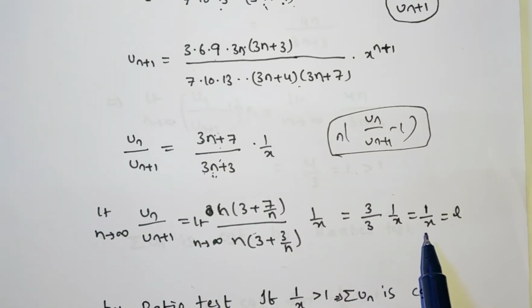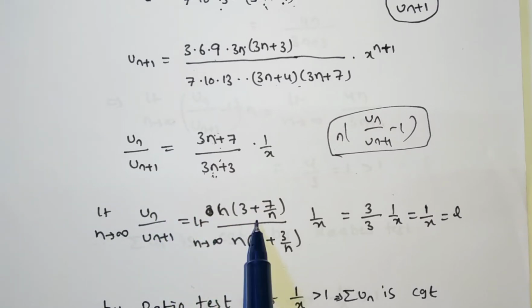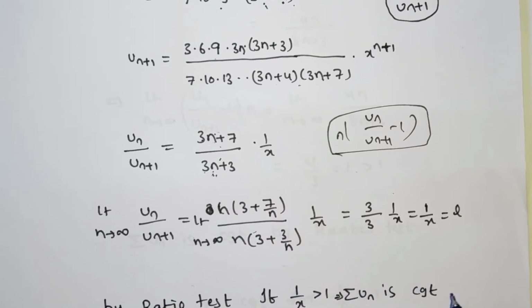With the 3 by 3 getting cancelled, you will have 1 by x as the limit. Of course, you can do one more thing: take n common. Then you will have (3 plus 7 by n) over (3 plus 3 by n). The n cancels. As n tends to infinity, 1 by n goes to 0, so 3 plus 0 by 3 plus 0, which gives the same result.